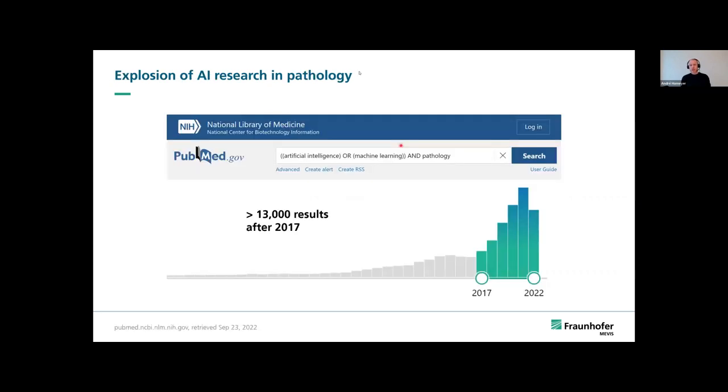The great potential of AI in pathology has caused a surge in research. Here in the slide, you can see a PubMed query for the terms artificial intelligence or machine learning and pathology. And this query resulted in thousands of publications just after the year 2017. However, only very tiny fractions of the prototypes described in these studies have been turned into commercial products for real-world use.